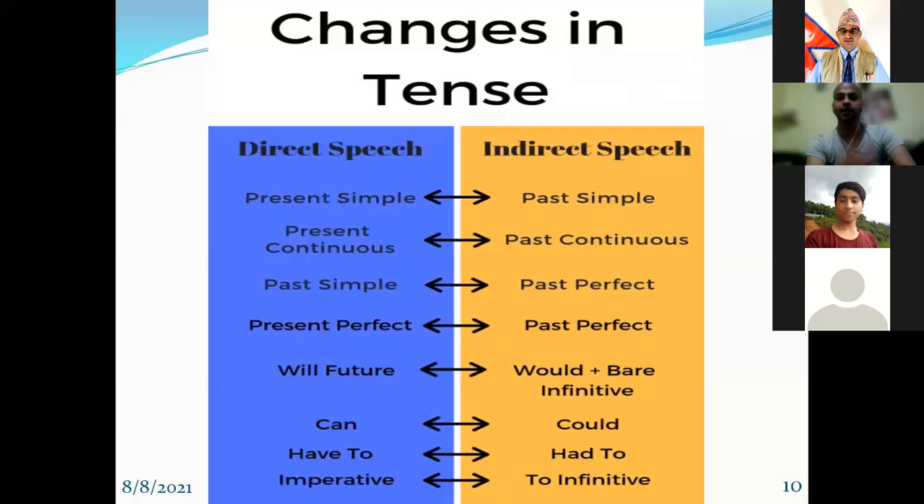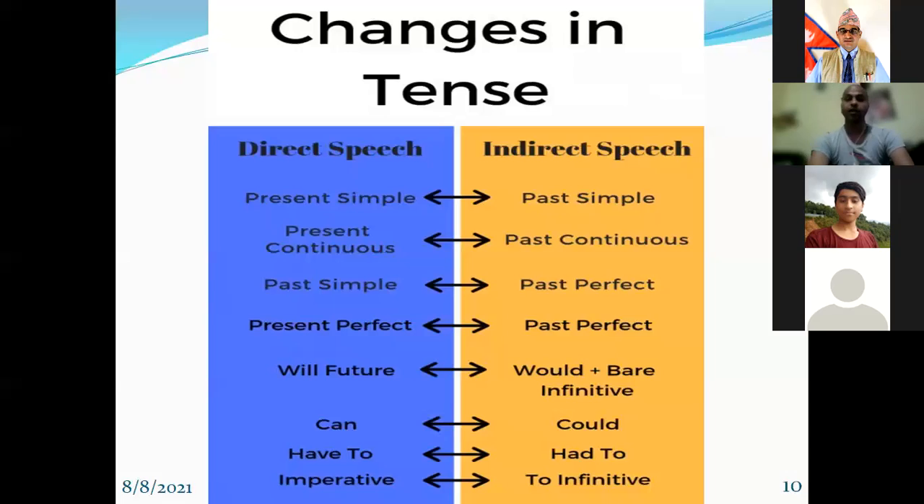Excuse me, sir. Yes, please. What do you mean by bare infinitive? Infinitive means B1 form. Bare infinitive means B1 form. Bare means there is no B5. There is no s in the verb. If there is s, that is B5, singular. Bare infinitive means the plural form of the verb. Understood? Yes, sir.